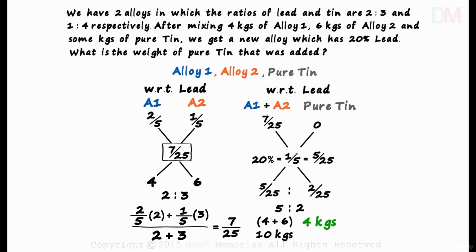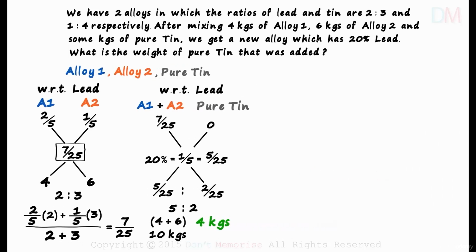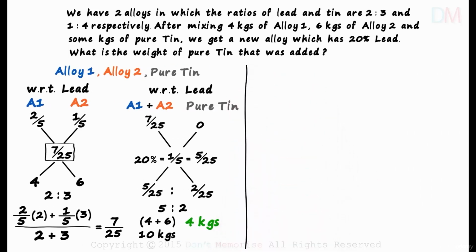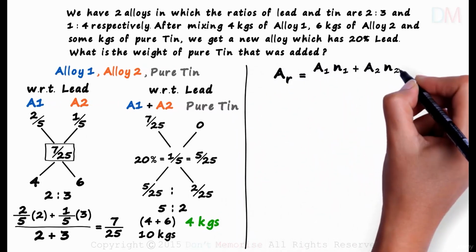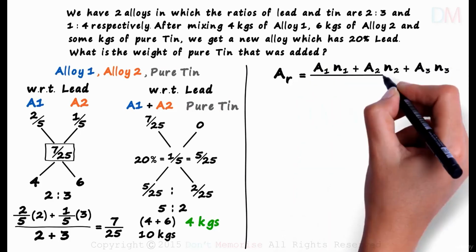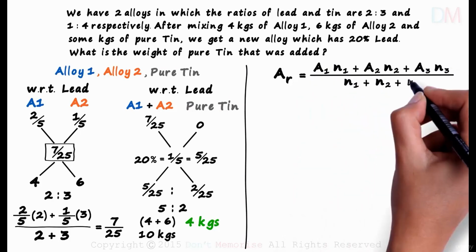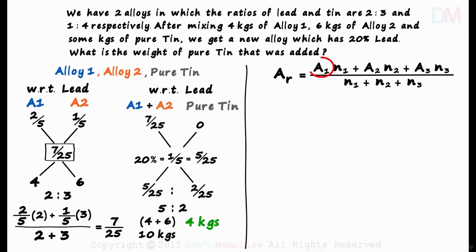But wait, was this the best way to tackle this problem? Or is there a better way? Can we use the weighted average formula directly? The weighted average formula for three quantities says that the resultant average is equal to A1N1 plus A2N2 plus A3N3 divided by N1 plus N2 plus N3. Here A1, A2 and A3 are not alloys, they are averages. Which of these values are given?